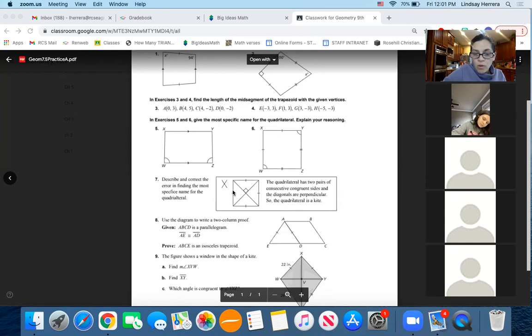Okay, but what we see here is that we have 4 sides congruent and perpendicular diagonals. So what is this figure actually? Not a kite, but a rhombus. It's a rhombus.